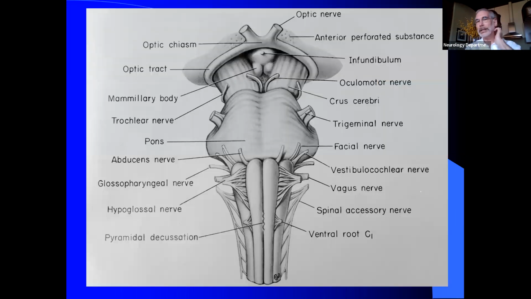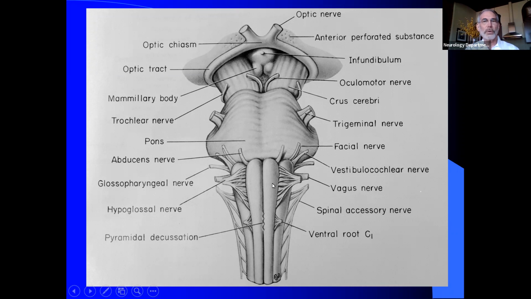We'll see this picture. Several of these pictures are going to occur several times, and each time, though, I want to keep us focused on particular elements. So here we're looking at the ventral surface of the brainstem. We can see above it some of the diencephalon. We'll come to that later.